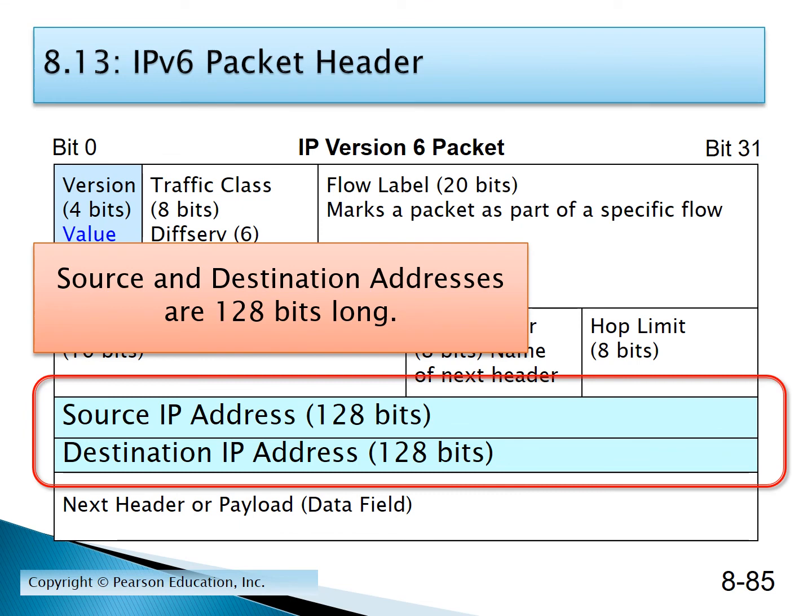And as we know, the source and destination addresses are now 128 bits long in IP6 instead of 32 bits long in IP4.